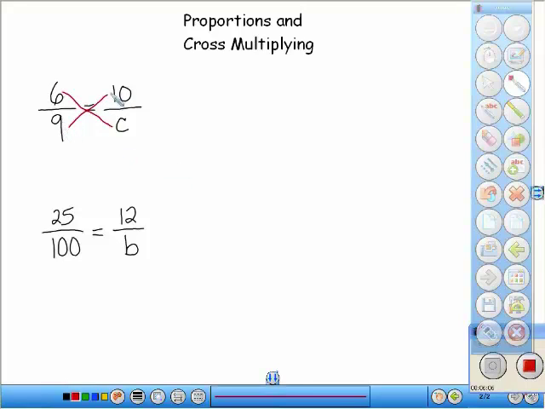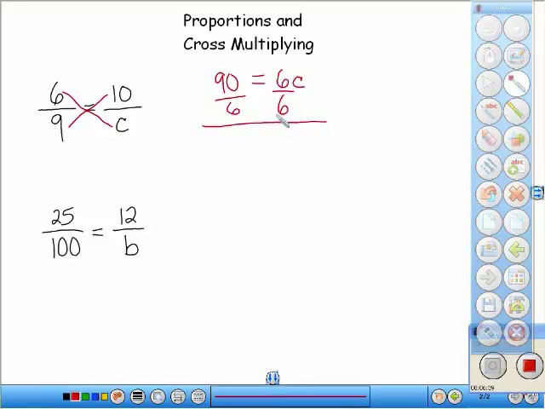So we'll multiply 9 times 10 is 90 equals 6 times c. And we write that as 6c, 6 times c. All right? I want c to be by itself, so I got to get rid of the 6. This is a times 6. How do you get rid of a times 6? Do the opposite. Divide by 6. But whatever I do to this side of the equal sign, I have to do the same thing to the other side to equal it out, to balance it out.